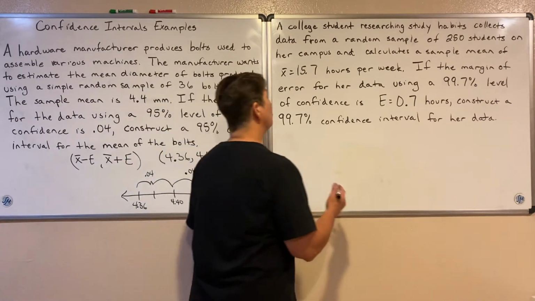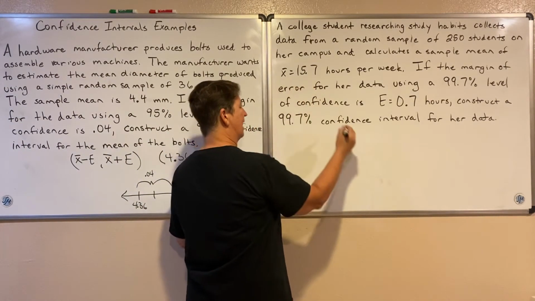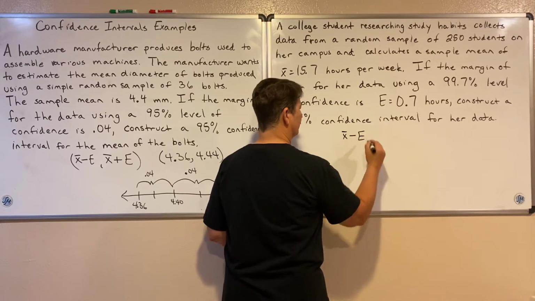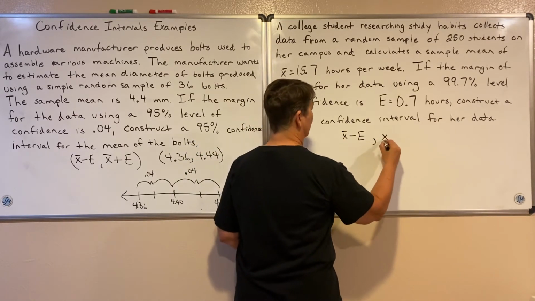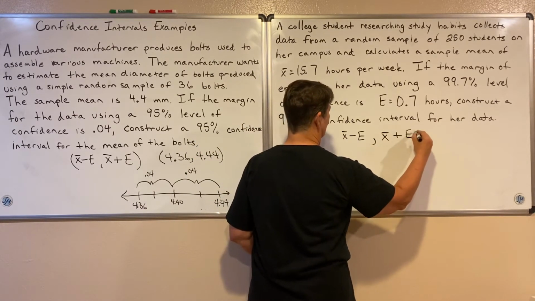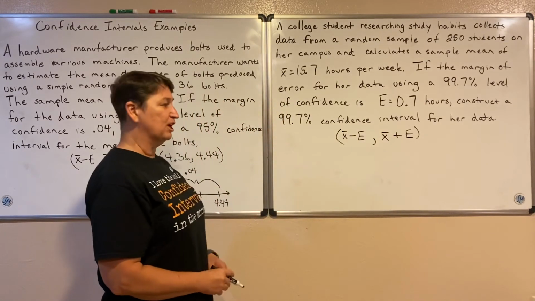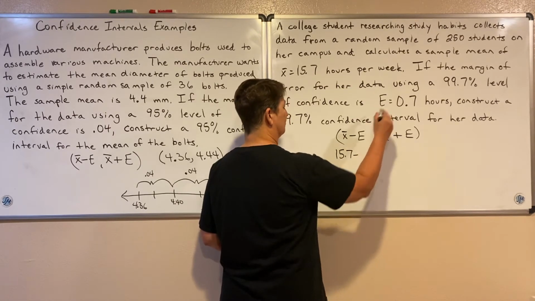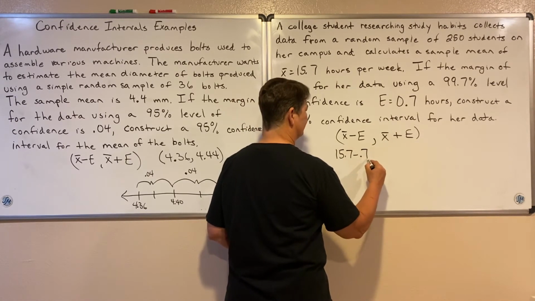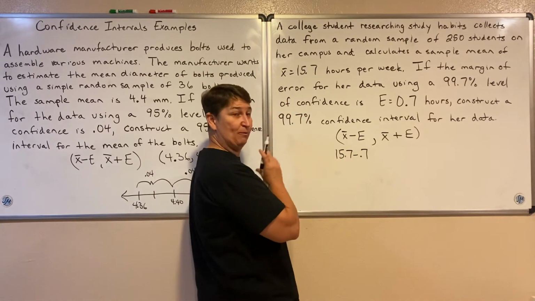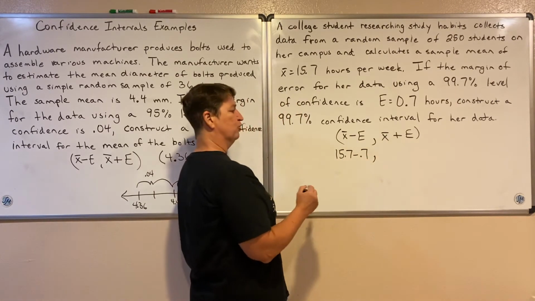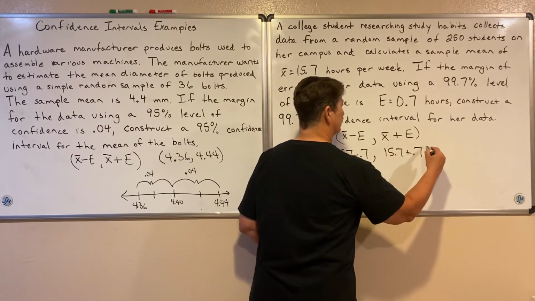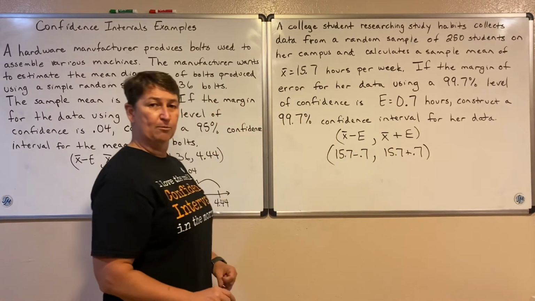So remember, all we're going to do is take this sample mean and we're just going to subtract our margin of error. And then we're going to take our sample mean and add our margin of error. And that's going to be our confidence interval. So let's go ahead and do that first. So this 15.7 minus my margin of error of 0.7 is going to be the low end of my confidence interval. And then my 15.7 plus that 0.7 is going to be the high end of that confidence interval.